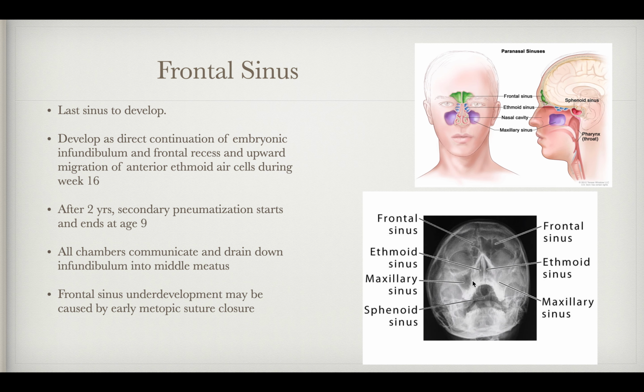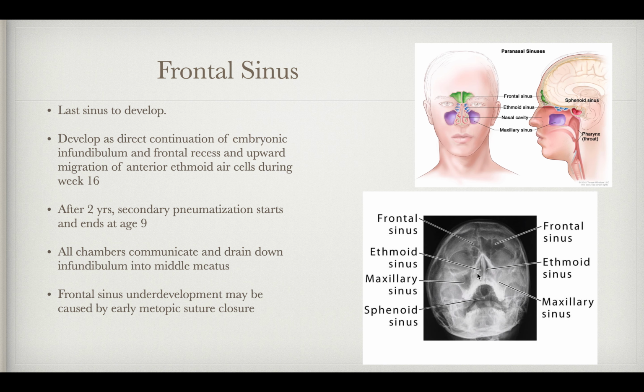The frontal sinus underdevelopment may be caused by early metopic suture closure, but most people it's going to be fairly asymmetrical. You can have one right here and 0 right here, as you can see right here. This person has a really large left frontal sinus, a very small right frontal sinus.